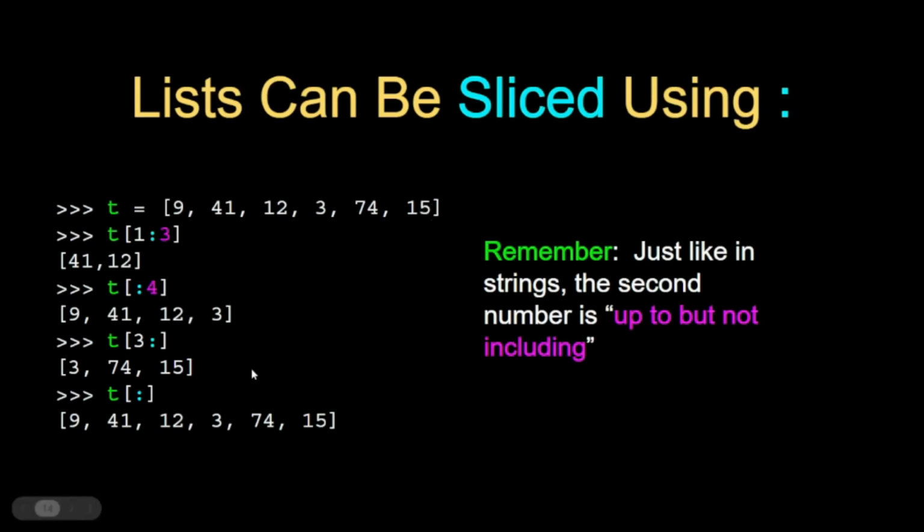Now what is T of colon? That means to access each and every element from the list. So this is what slicing is. You can access any elements from any position in the list with the help of the colon operator. Okay, so this was very easy.